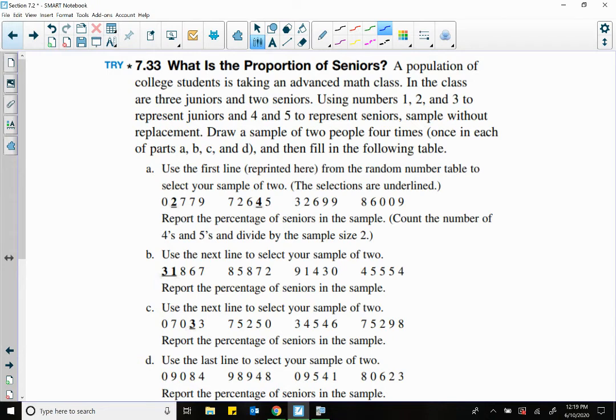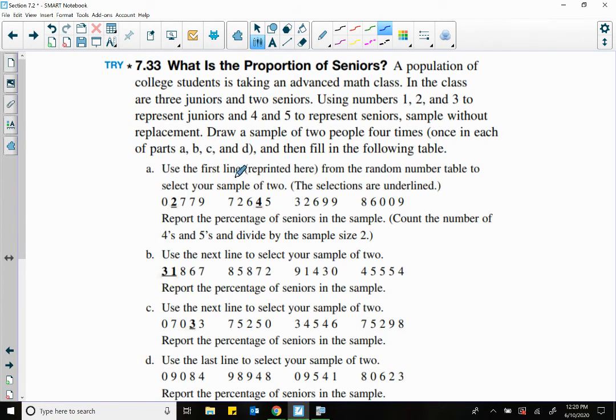So it says a population of college students is taking an advanced math class. In the class are 3 juniors and 2 seniors. Using numbers 1, 2, and 3 to represent juniors, 4 and 5 to represent seniors, sample without replacement. Draw a sample of 2 people 4 times, once in parts A, B, C, and D.